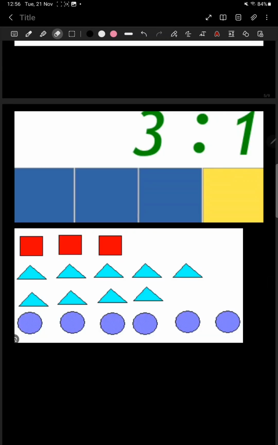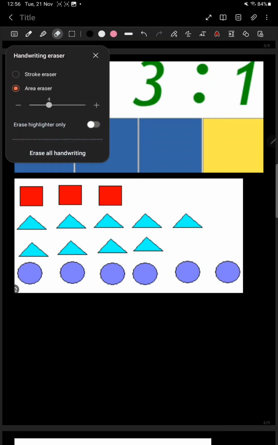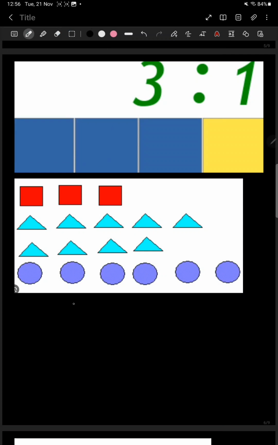Here we are having a ratio 3:1. So 3 blue tiles are there and one yellow tile is there. So the ratio is 3:1. Here the ratio 3:1 means blue tiles to yellow tiles, and we can also write it in the form of a fraction, 3/1.